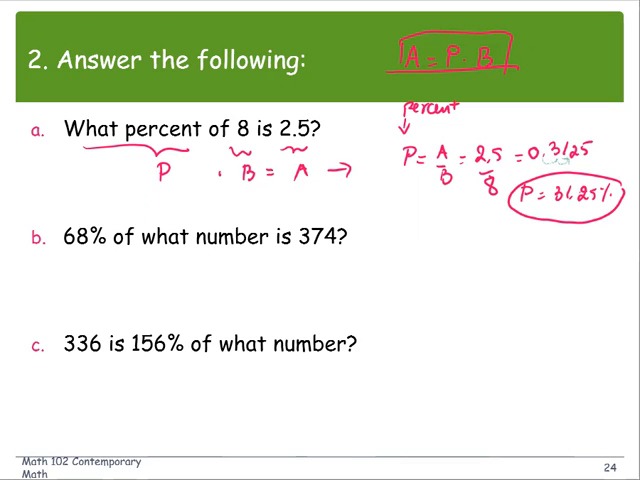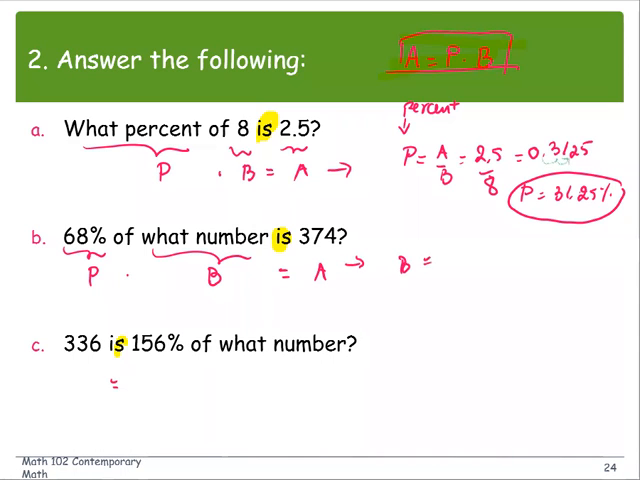In part B, 68% of what number is 374? If you're confused, just look at the key terms: "is" means the equal sign, and the percent is the P. "Of" means multiply, what number. Follow this formula A equals P times B. That means P times the value B equals the value A. A is 374, so we are going to find the value B.